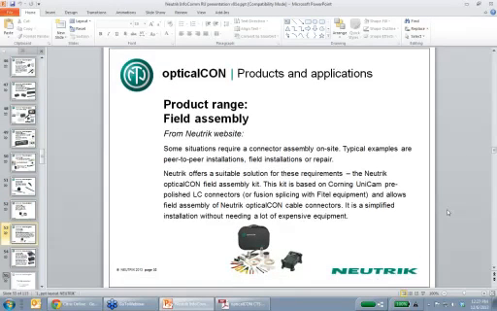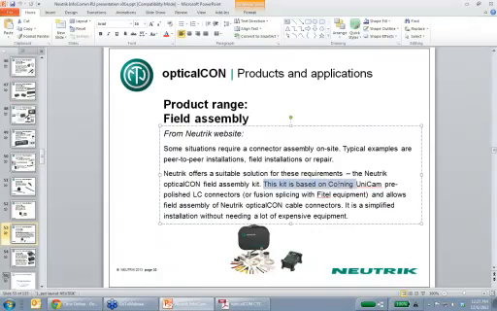And then field assembly. All right. So now we get into, can I terminate opticalCON on my own? Yes, you can. We have a kit that lets you do it. But let's talk about the differences. If you want to do field assembly, we have a kit that's based on Corning Unicam connectors or based upon fusion splicing.